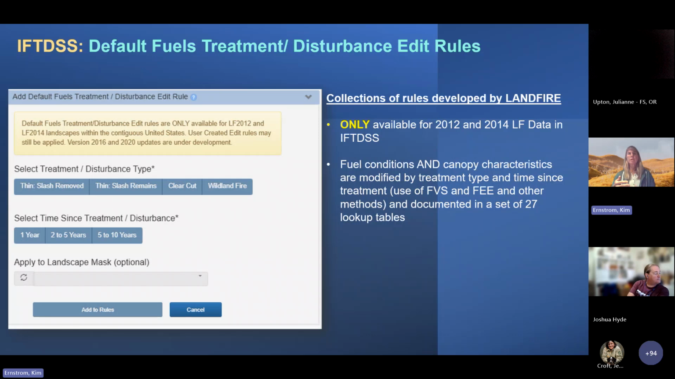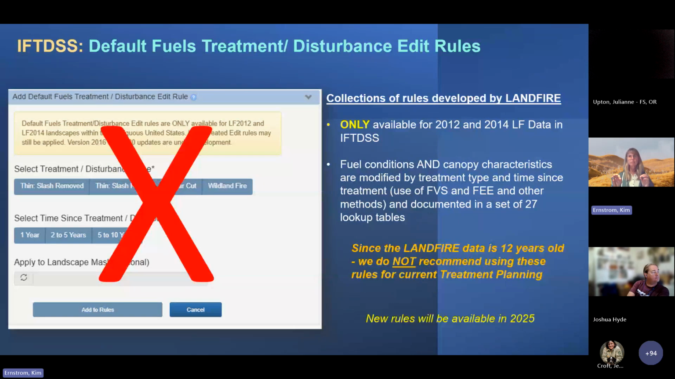And a lot of times you wouldn't know necessarily what was going on in the background, right? It was using all these lookup tables. These were developed when we first rolled IFTDSS out back in 2017 or so, and they were built only for the 2012 and the 2014 Landfire data. So here we are, right? We are now 10 to 12 years later. So that data is quite old, as you guys know. And most folks, not going to say all, but most folks want to use the most recent data, which is now 2023, last year. So these rules will not work with that data.